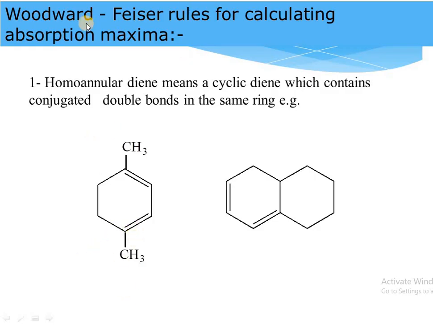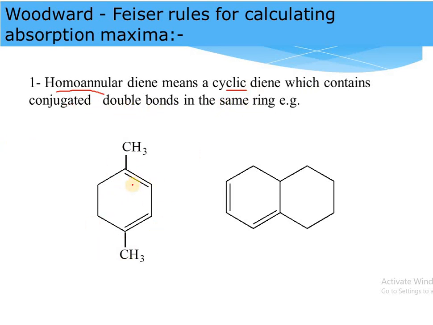First, there's an example in this. We have to understand: if there are 2 double bonds in the same ring, then it is homoannular. Homo, as we can understand, means same, so both the double bonds are present in the same ring. It means cyclic dienes which contain conjugated double bonds in the same ring.